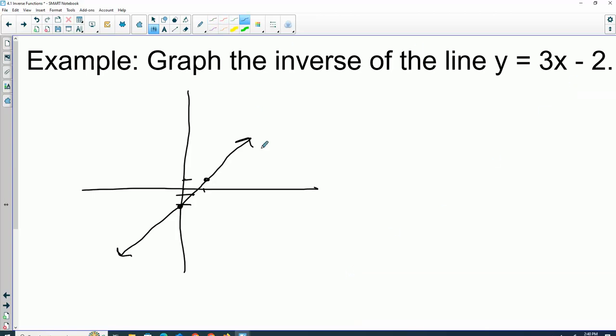If I wanted the inverse, I could think about these points. This is the ordered pair 0, -2. So what would the point be on my inverse? Okay. This is the point 1, 1. What will that point be on the inverse? Still 1, 1.